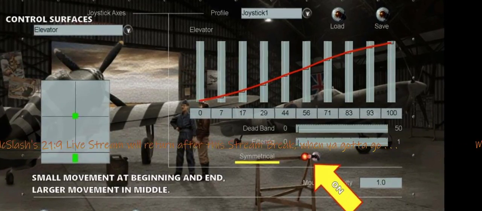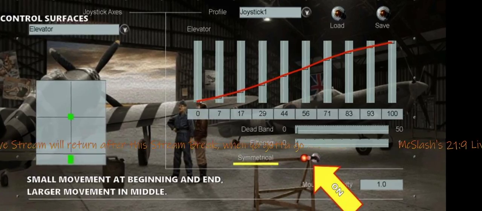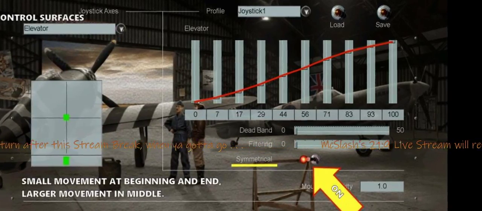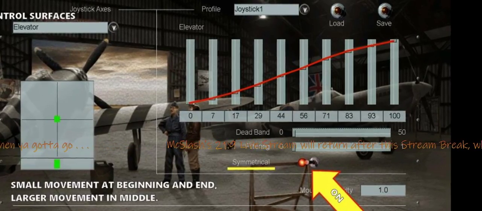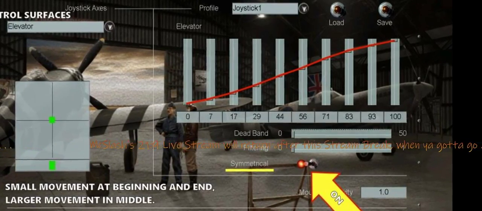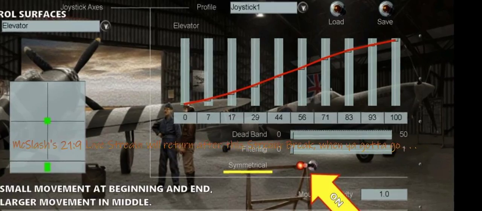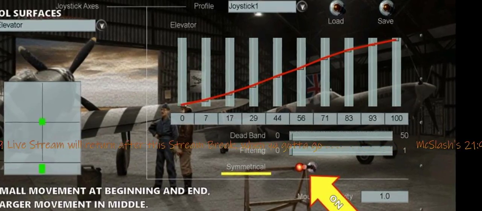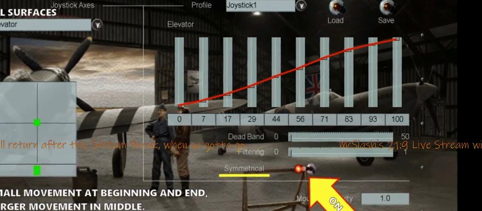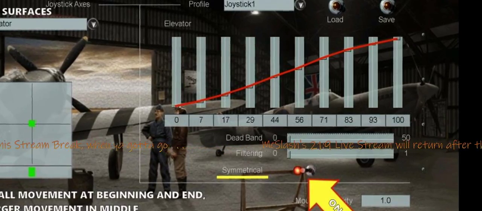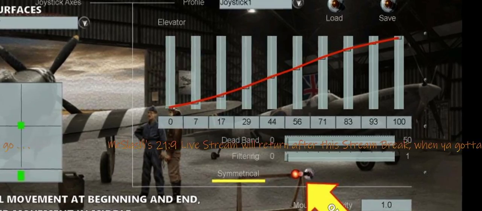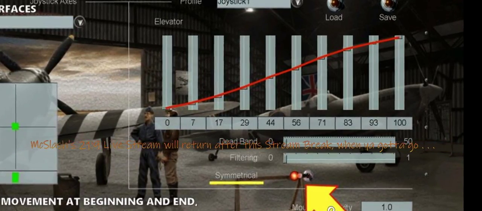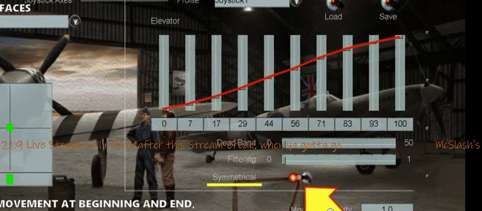Now the question, why would you do this? Well, if you see, it's flat at the beginning and flat at the end. And that means your beginning range of motion with your stick, whether it's yaw, pitch, or roll, are smaller movements, are fine movements, fine adjustments. And as it gets into the middle of the range of motion, it's a 1-to-1. And then at the top, it's again a fraction.